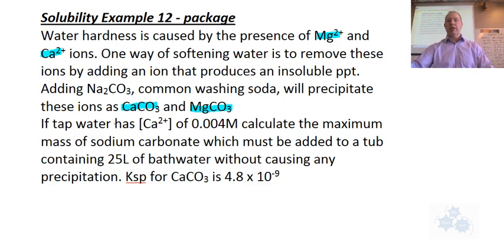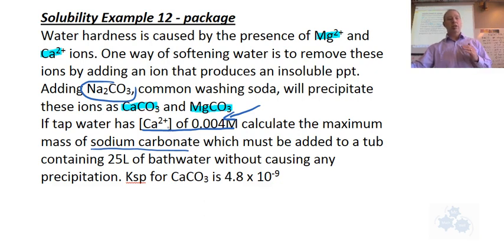So the question is set up like this. If tap water has this concentration of calcium ions, we'll just deal with calcium for now. Calculate the maximum mass of this sodium carbonate, right here, that must be added to a tub, so we're talking about a bathtub of 25 liters of water, without causing any precipitation. So what that means is let's saturate the solution with just enough ions to match up with all of this calcium to soften that tub full of water, okay?